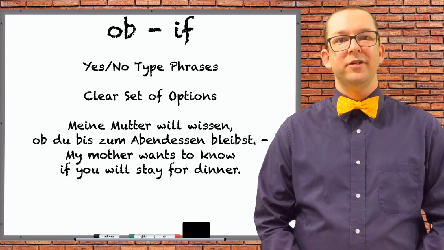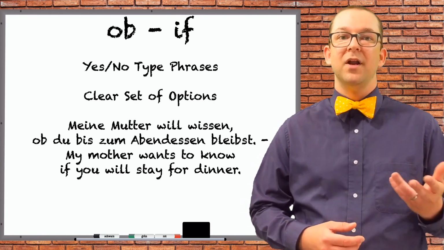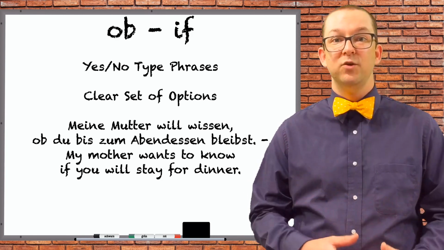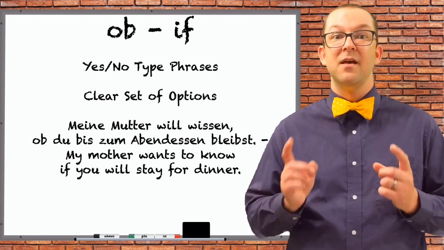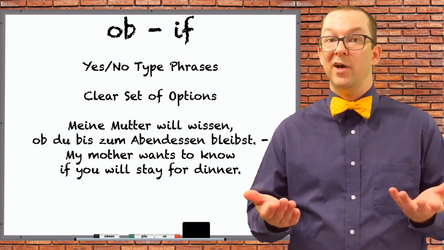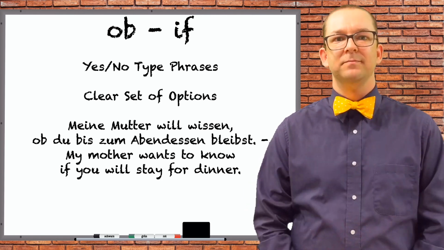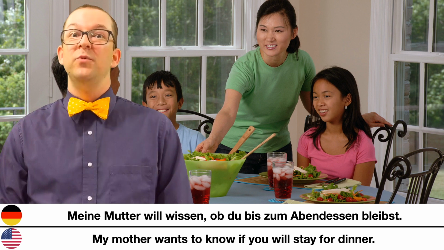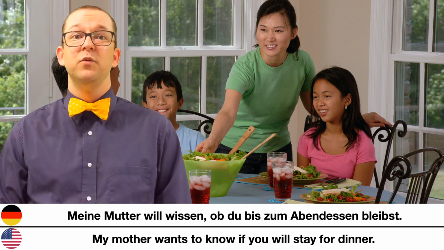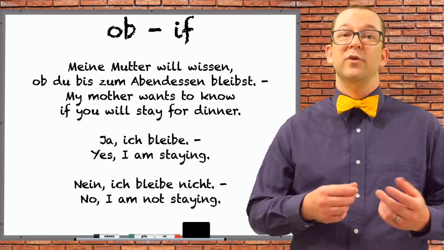Next up is another conjunction that translates as if. This conjunction is ob, but unlike the flexibility that is allowed by wenn, this conjunction can only be used with yes-no type of phrases. This does not mean that the answers that you can use are only yes or no, but that there are only a clear set of options. For example, meine Mutter will wissen, ob du bis zum Abendessen bleibst. My mother wants to know if you will stay for dinner. This sentence doesn't include yes or no, but the response to it does.